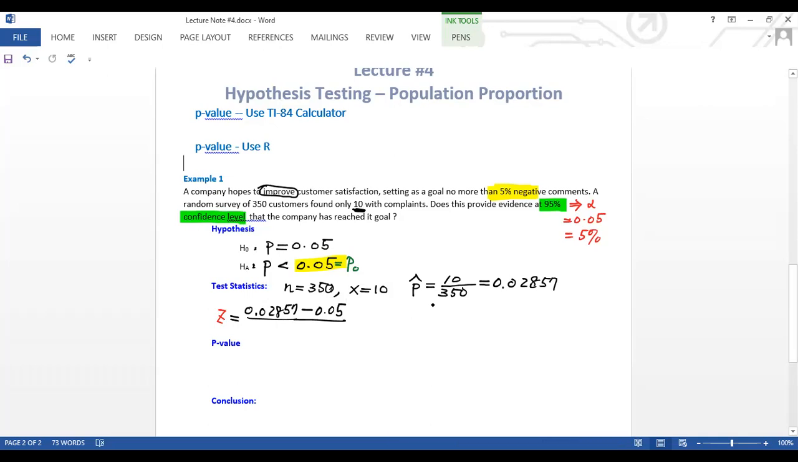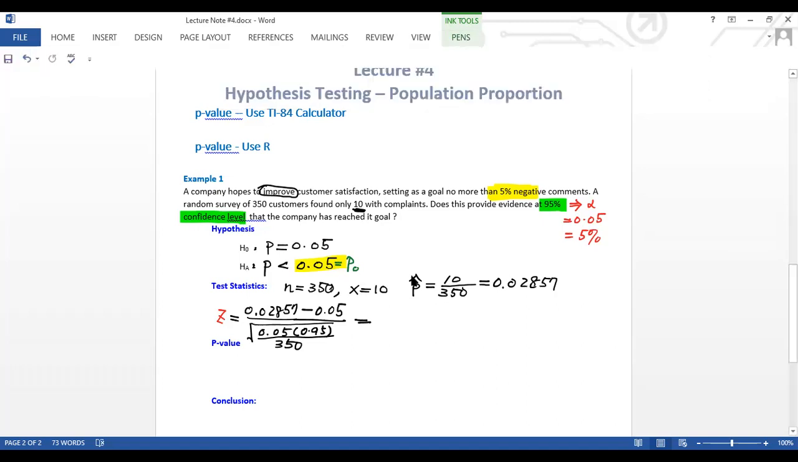So we know the SD, according to the formula, is the square root of P0 times 1 minus P0, so it's 0.05 times 0.95, and over how many here? Over 350, right? Now you put this into your calculator, and you will get your test statistic.